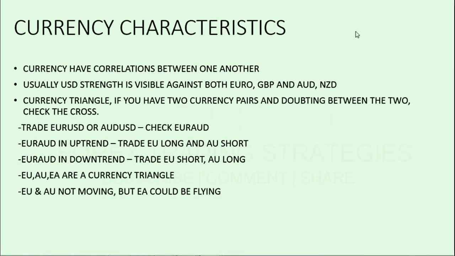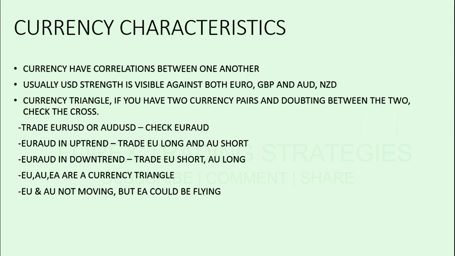The first topic that we're covering is currency characteristics. Currencies have correlations between one another. Usually USD strength is visible against the Euro, Pound, AUD, and New Zealand dollar. Currency triangle: if you have two currency pairs and are doubting between the two, check the cross of it.